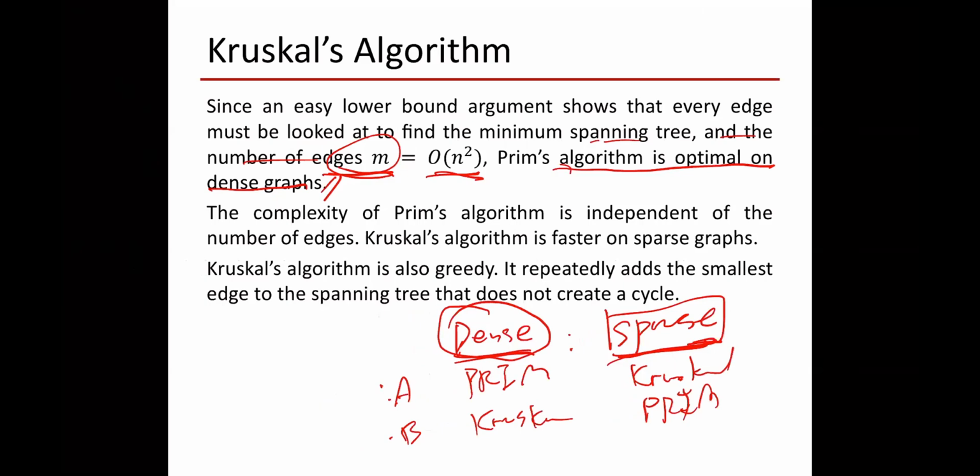Can you say the difference between dense and sparse? Okay, dense meaning, in the extreme, every vertex is connected to everybody. Dense means everyone connected to everybody, something like this. Sparse meaning they are sparsely connected, something like this.